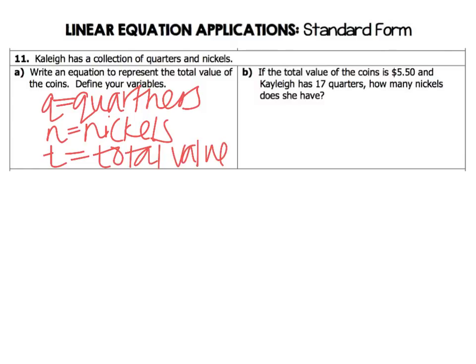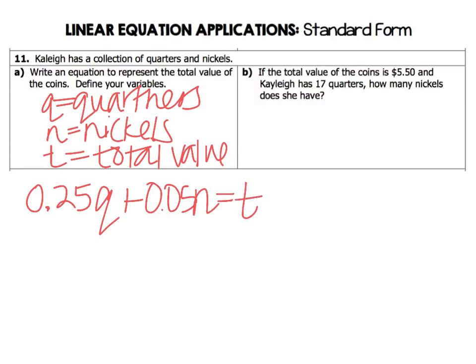So when we're talking about the value of coins, we have to remember that quarters are 25 cents, nickels are 5 cents, and we want the total value. So we're going to say that quarters are 25 cents, so 0.25 times the number of quarters, or Q, plus 0.05, which is the value of nickels, times the number of nickels equals our total value. And there's our equation that represents the total value of coins that Kaylee has.